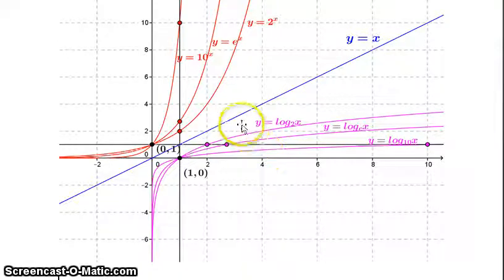Because the functions are inverses of each other, they are reflections in the line y equals x. So y equals 2 to the x is the reflection of y equals log x to the base 2. y equals e to the x is the reflection of y equals log x to the base e. And y equals 10 to the x is the reflection of y equals log x to the base 10.